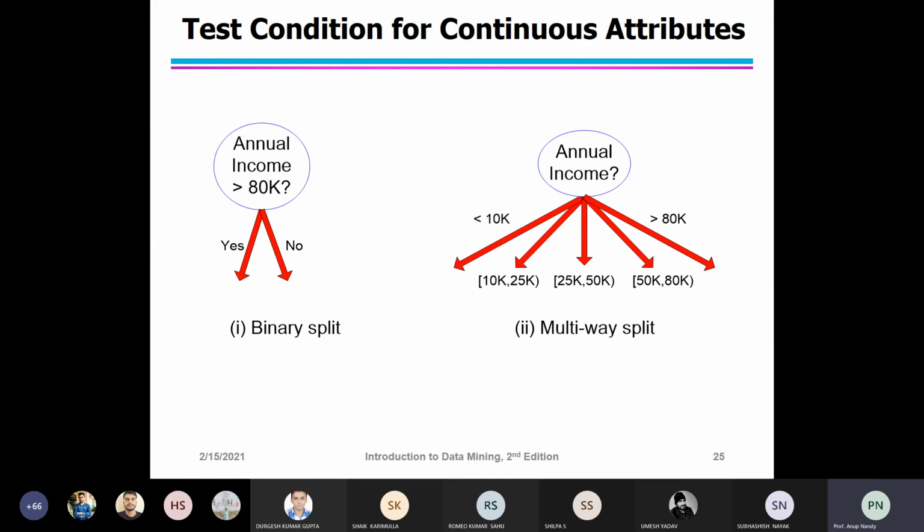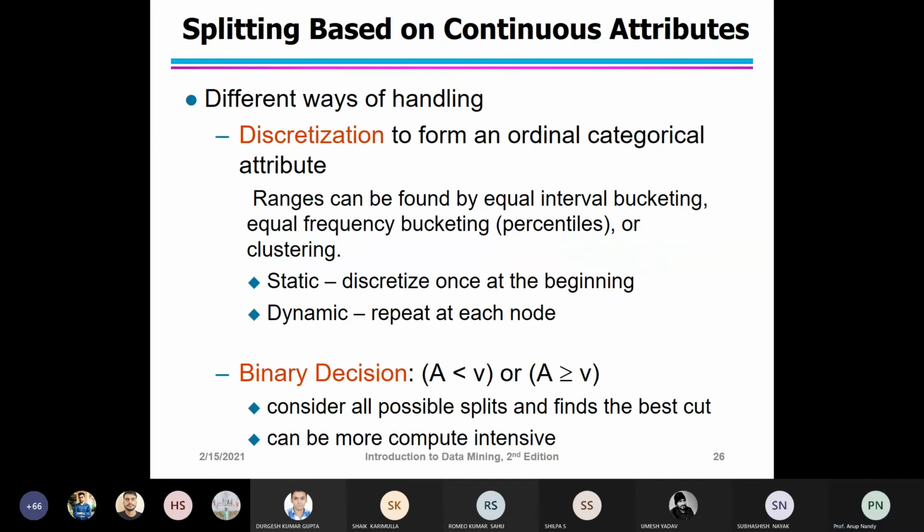For the binary case, the decision tree algorithm must consider all possible split positions, and it selects the best partition that you can have. For the multi-way split, the algorithm must consider all possible ranges of continuous values. Then, what are the different ways of handling this?